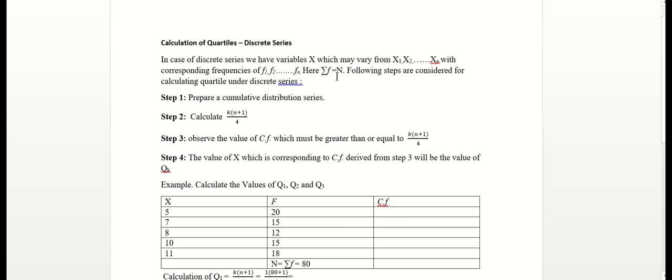Now we need to calculate quartile in discrete series. So these are the steps. The first step is prepare a cumulative distribution series. So first we need to calculate CF. So CF is 20, 20 plus 15 is 35, 35 plus 12 is 47, 47 plus 15 is 62, 62 plus 18 is 80. So this is how we have calculated CF.